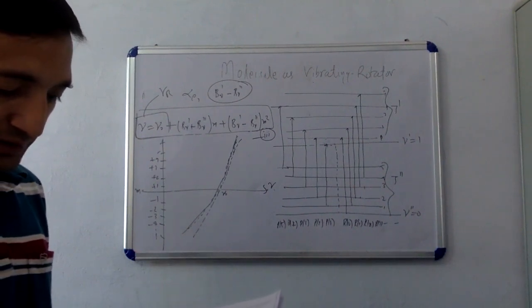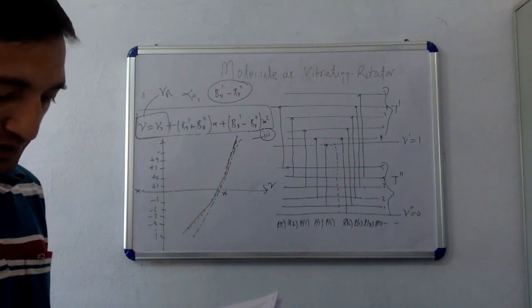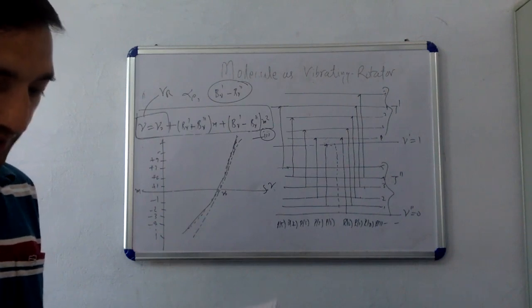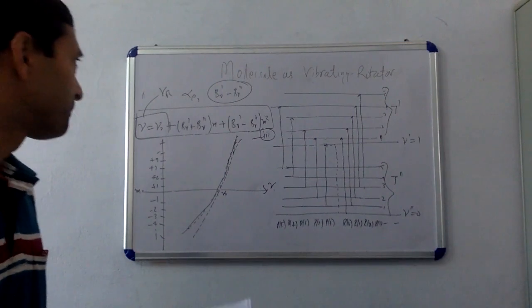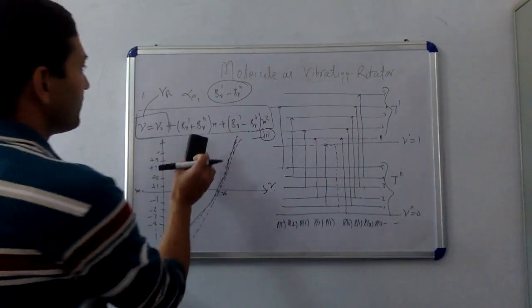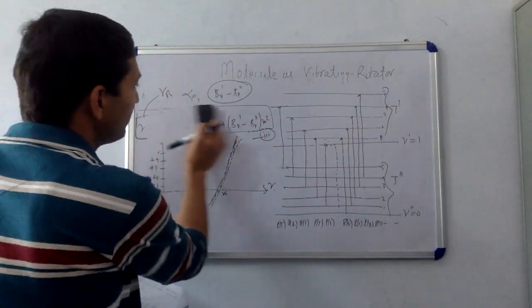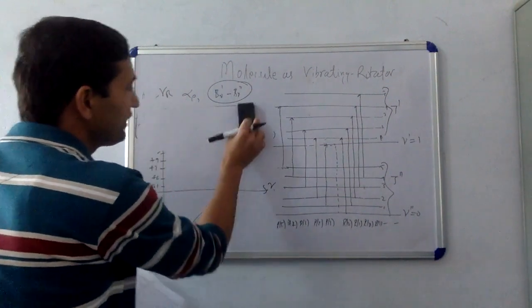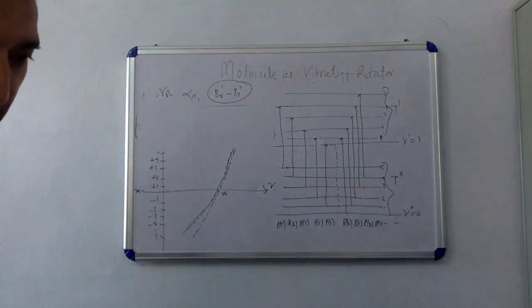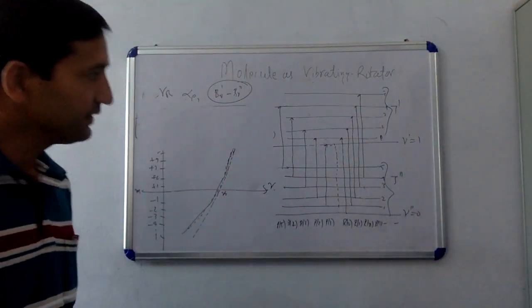This is why the vibration rotational bands show a very poor tendency to head formation. These values are very small, so this shows a very weak tendency of head formation. And what does head formation mean exactly?